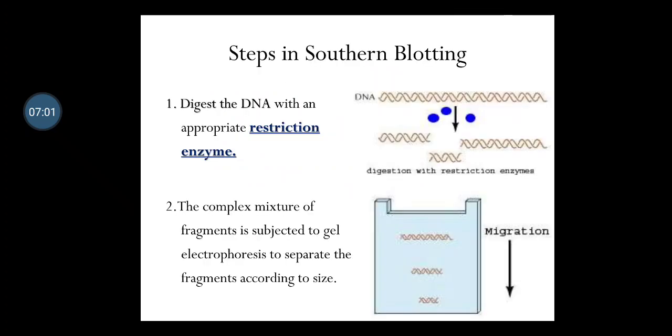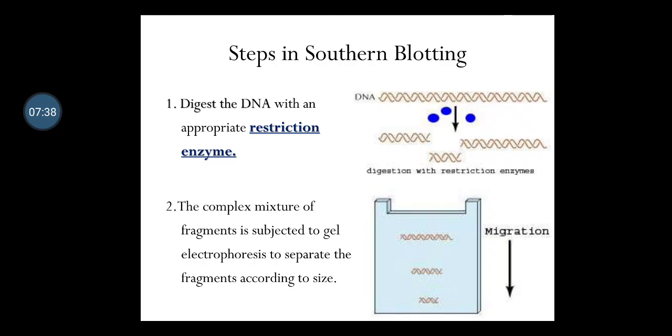So basically, the steps in the Southern blotting technique. Before jumping directly to the steps, one should know the mechanism behind it. The DNA molecule is cut into small fragments by restriction endonucleases, and passed through the agarose gel by electrophoresis. This results in the separation of DNA molecules based on their size.